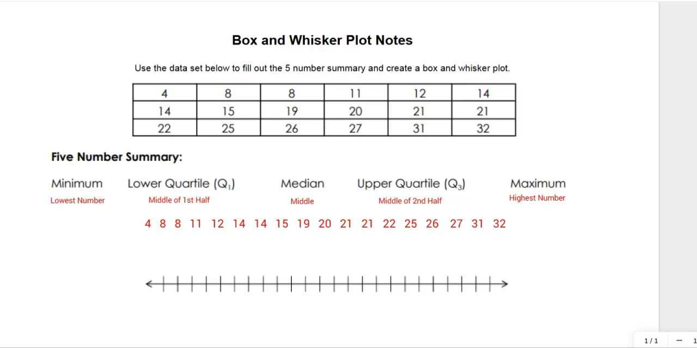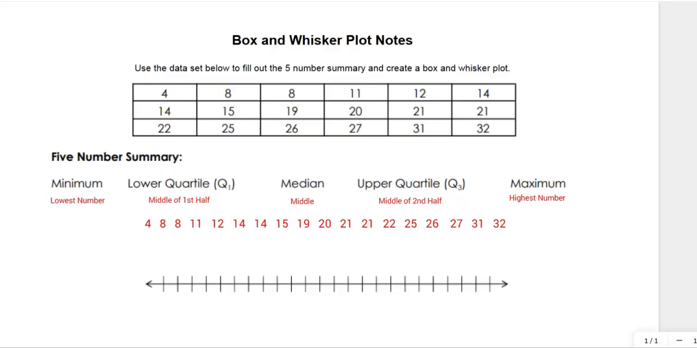All right, guys, today we're going to talk about box and whisker plots. So box and whisker plots use a 5-number summary, and the 5 numbers are minimum, lower quartile, which is also called Q1, median, upper quartile, Q3, and maximum. So minimum is your lowest number, and maximum is your highest number.